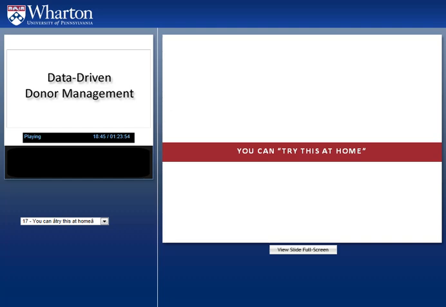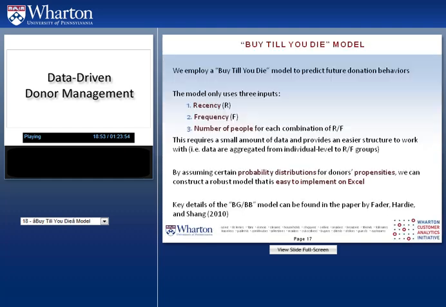So let me just give you a very brief idea of how you can do this at home on your own. Again, it's a fairly simple model because the inputs to it are only recency and frequency. It lets us take what can be a fairly rich and complex donation history and summarize it just by recency, frequency, the number of overall opportunities that people had, in this case 6, and the number of people that have each of those different recency-frequency combinations.